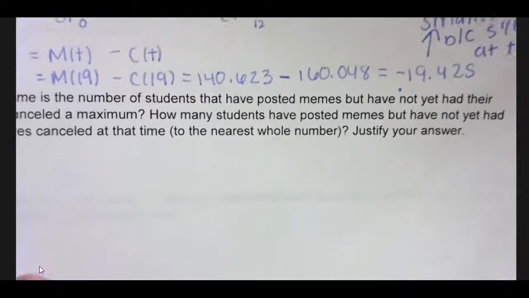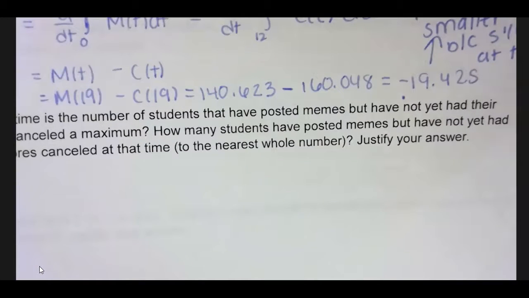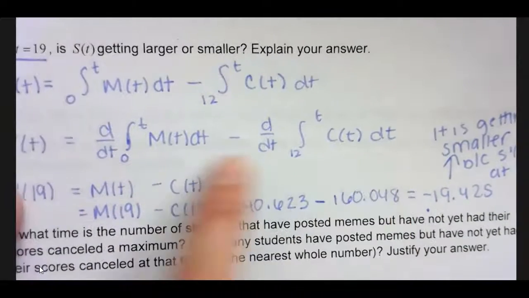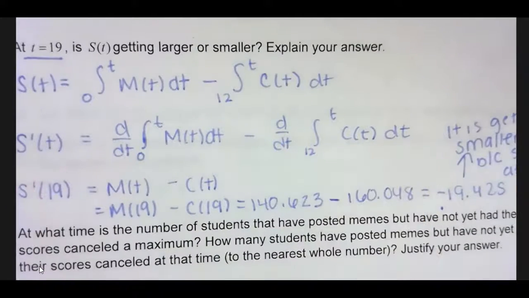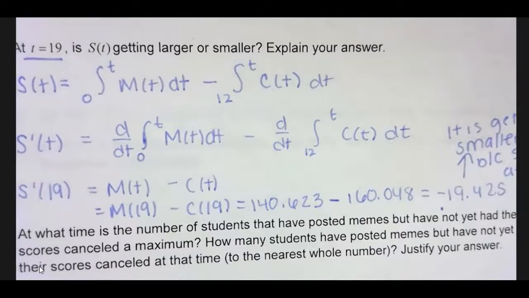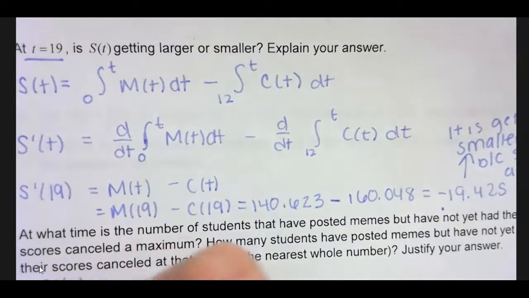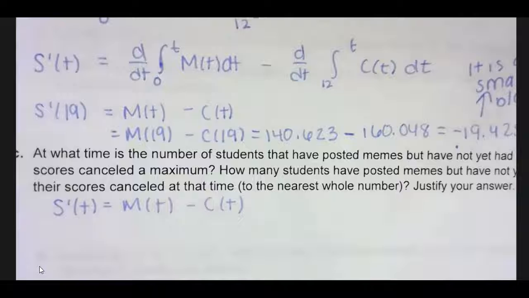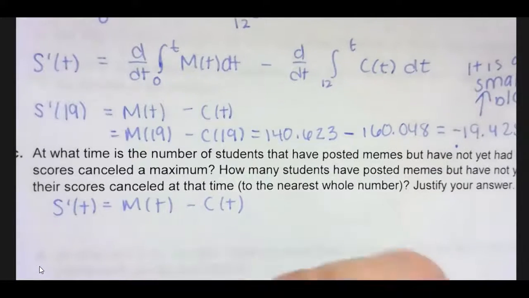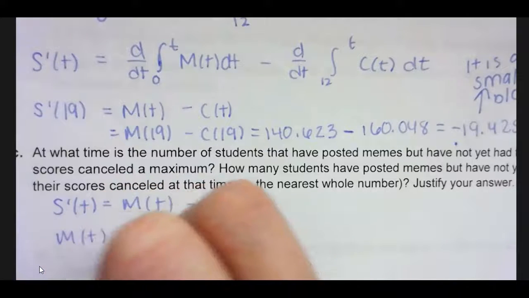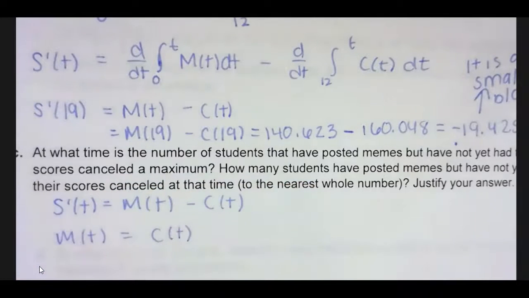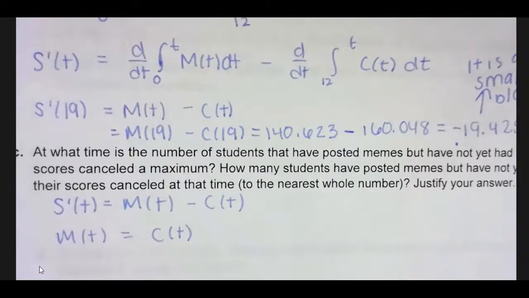Well, a max is going to occur when the derivative is equal to 0. We just found the derivative up above. So what's nice about this is that the derivative is equal to m of t minus c of t. So we want to know when that would be a 0. Well, that's a 0, essentially, when m of t equals c of t. Are we okay with that?